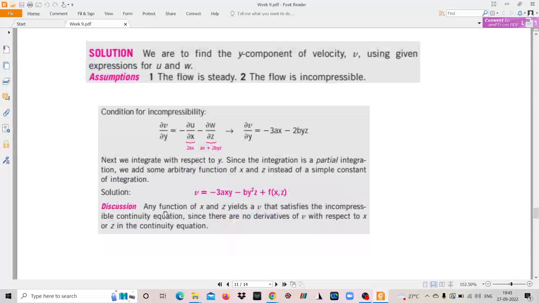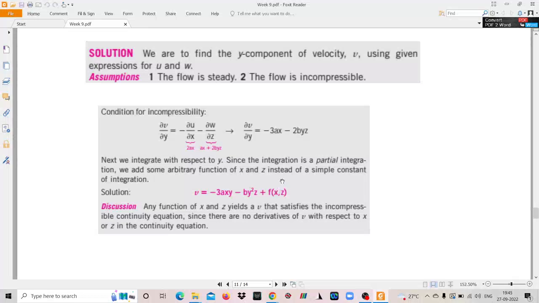Now any function of x and z yields a v that satisfies these incompressible equations, since there are no derivatives of v with respect to x or z in the continuity equation. So it means that if you put any function of x and z, it will satisfy this expression of v, and it will satisfy the flow for the given situation. So in order to determine a specific value of f of x and z, you need some other constraint or some other condition. That is very important. So I hope this question is clear.